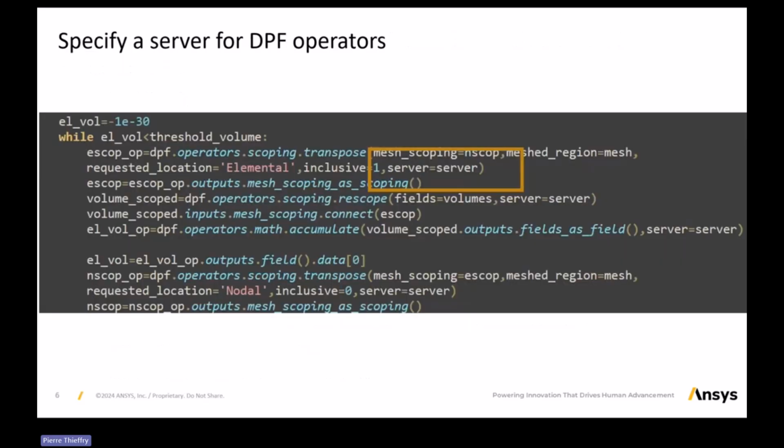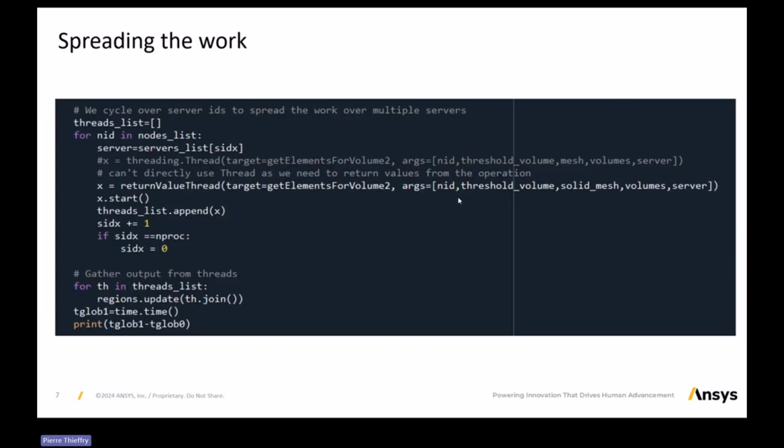You see, I had a threshold volume that I was going to use. Now, I did specify a server for my DPF operator. So when you use an operator, there is this server argument that you can use, which will send the function you want to run to a specific DPF server. So in this case, I'm using those multiple servers. Now, how do I spread the work? Well, the first thing I did was obviously to create my own servers. That's the code you don't see here.